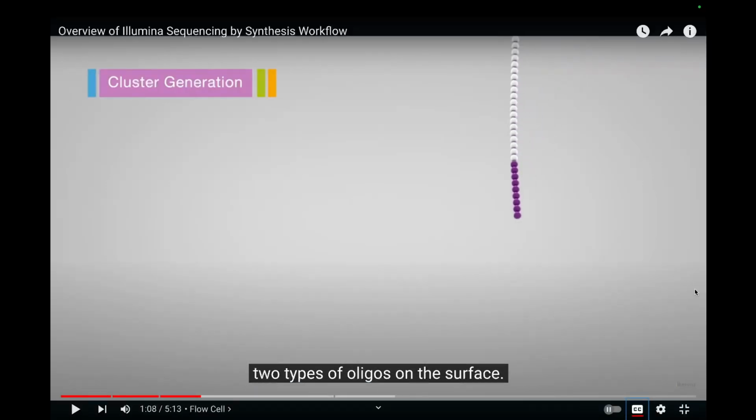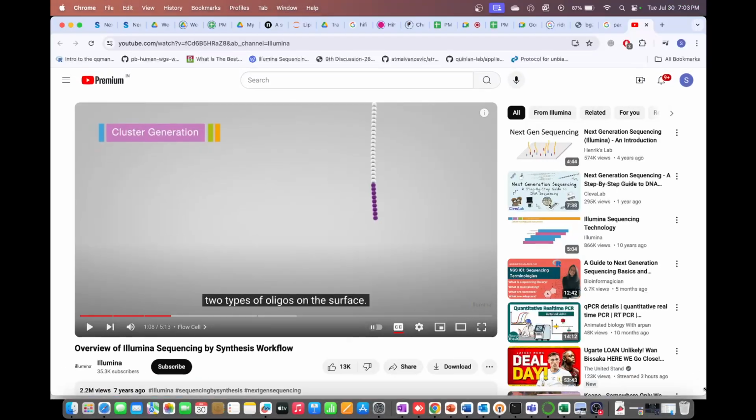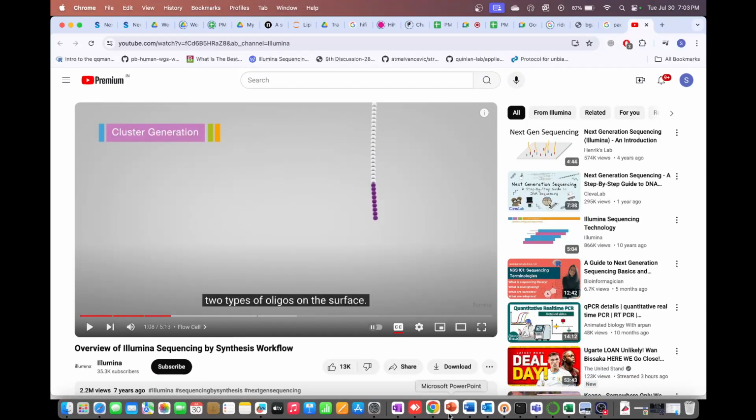This flow cell, and the small lanes inside the flow cell, is what gives the power to massively parallelize the whole sequencing process. So these flow cells are very important.